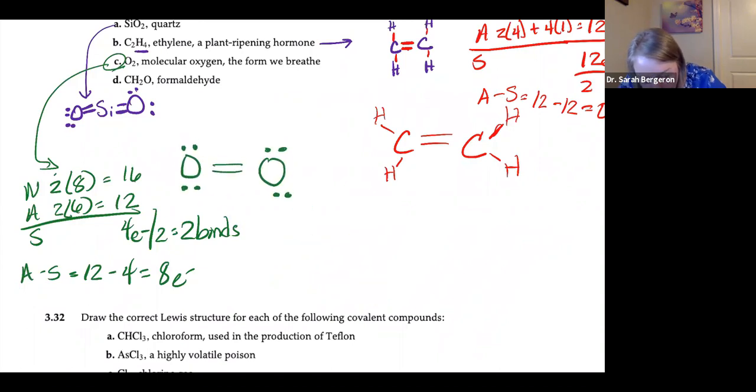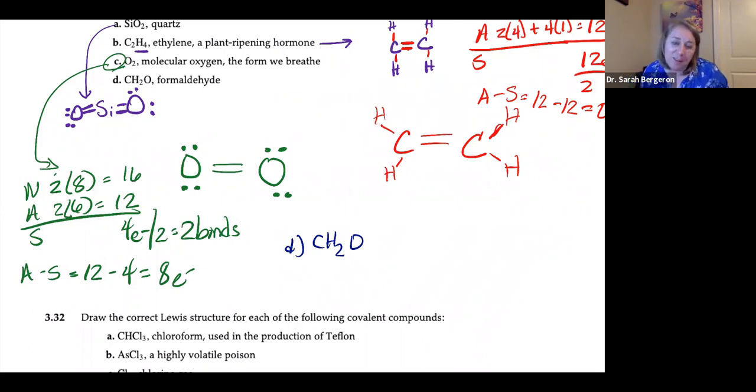All right, last one, last one. Let's do a different color. Let's do red. No, we just did red. Oh, okay. D, we're doing CH2O. This is formaldehyde. That's another common term. It's not the scientific term, but it's a common term.